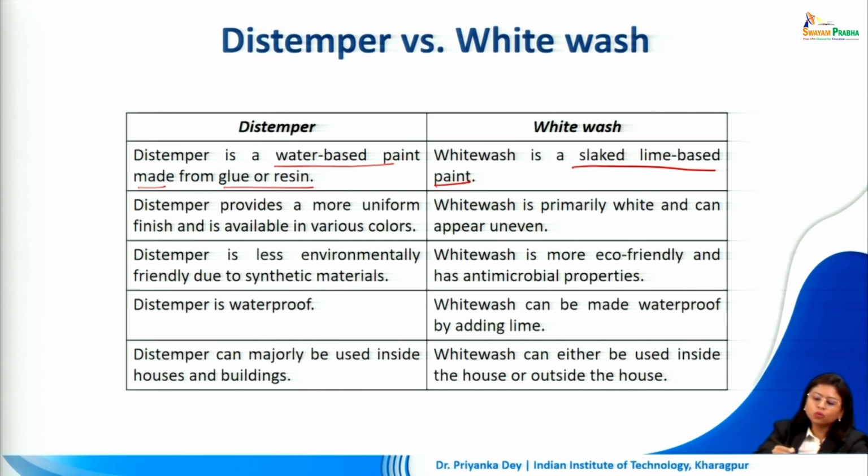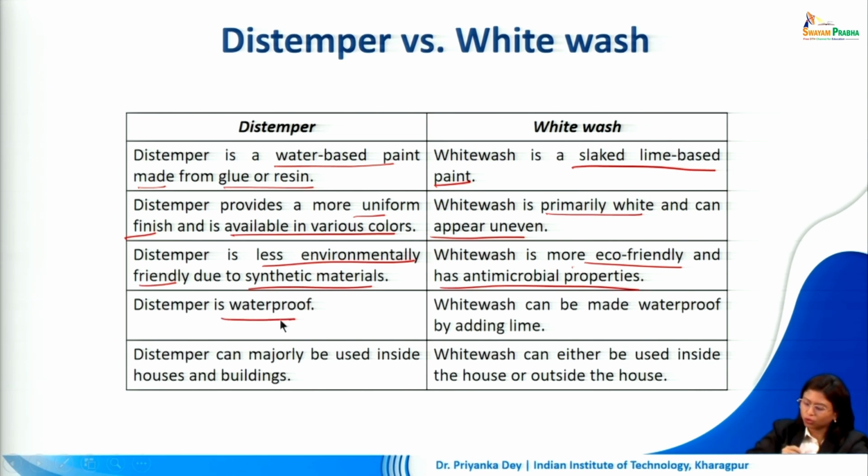Distemper provides a more uniform finish and is available in various colors because we are adding pigments to it. Whitewash is primarily white in color, as the name suggests, and can appear uneven. Distemper is less environmentally friendly due to the fact that it has synthetic materials in it, whereas whitewash is far more eco-friendly and it has antimicrobial properties.